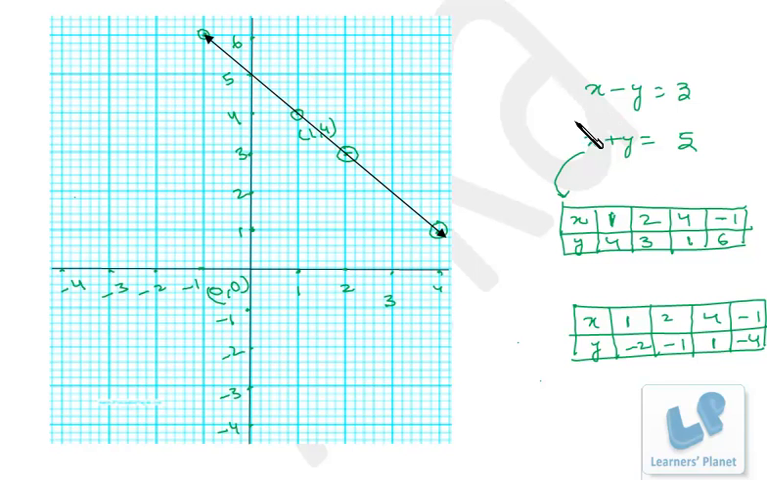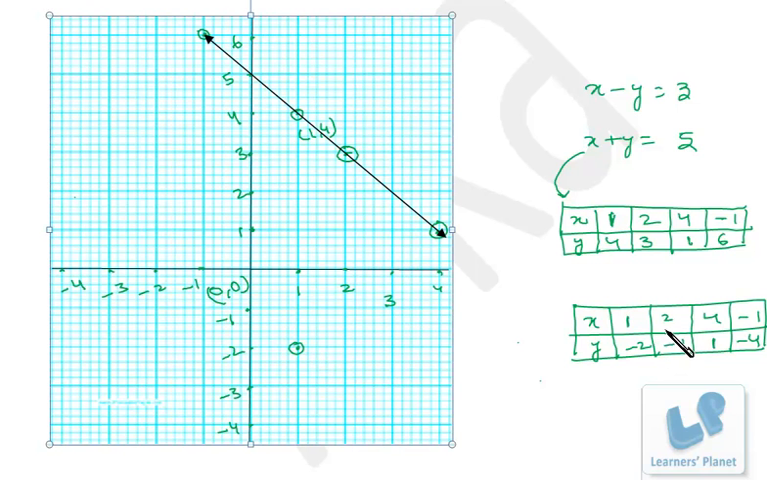Similarly, we can draw the line from this equation. So when x is equal to 1, y is equal to minus 2. So this is the point. Similarly, when x is equal to 2, y is equal to minus 1. Right? Similarly, when x is equal to 4, y is equal to 1. So this is the same point. Then when x is equal to minus 1, y is equal to minus 4.